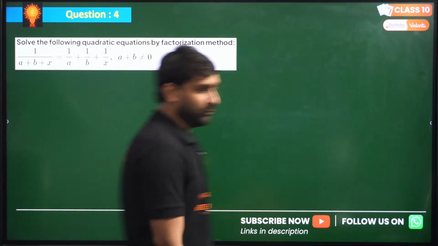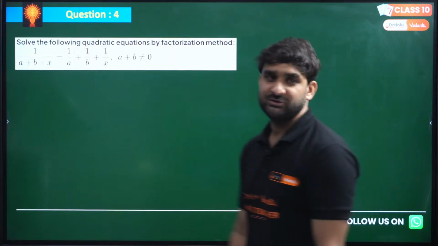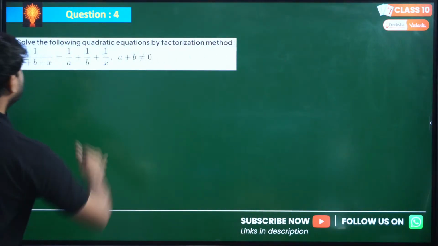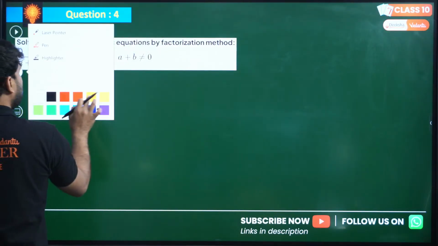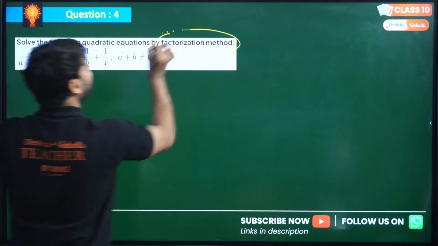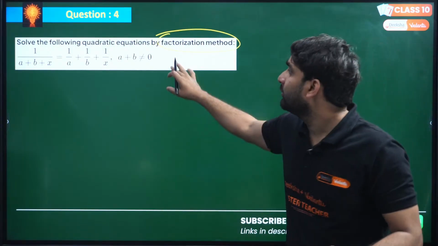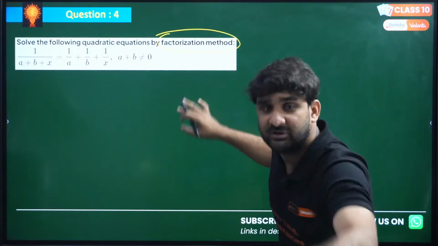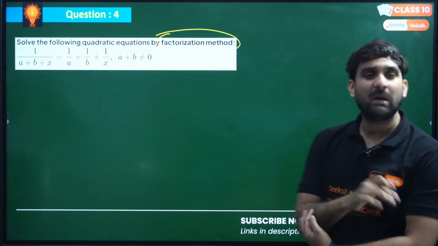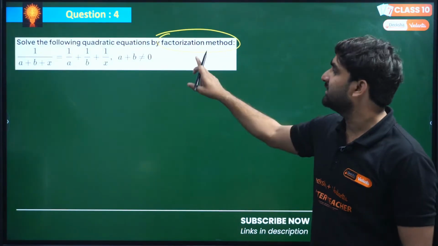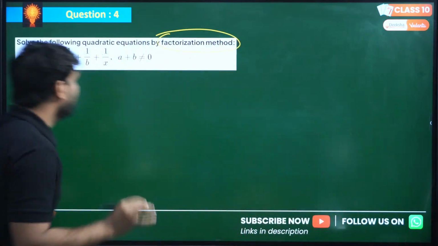So moving to question number 4, my dear champs. Look at the question, important question, PYQ question. Solve the following quadratic equation by factorization method. If the question says to find the roots of this quadratic equation by factorization method, you cannot use any other method. You cannot go through the quadratic formula. You have to use only the factorization method, because the question is strictly saying so. Let me give you the solution.